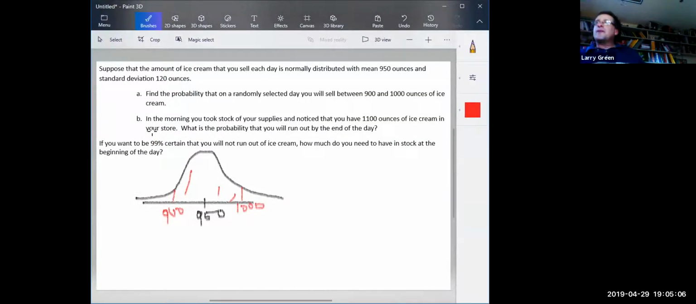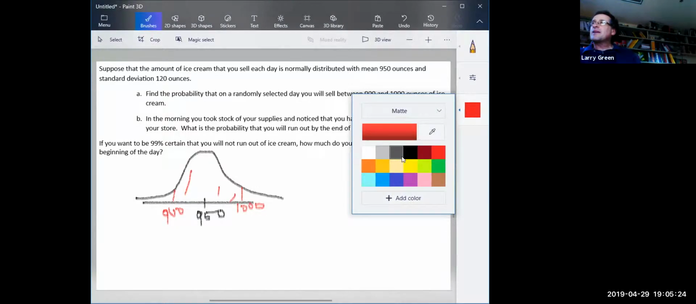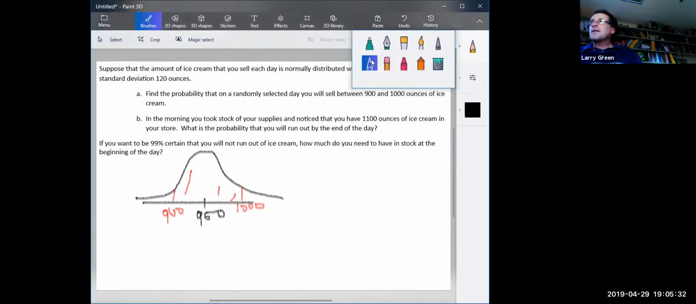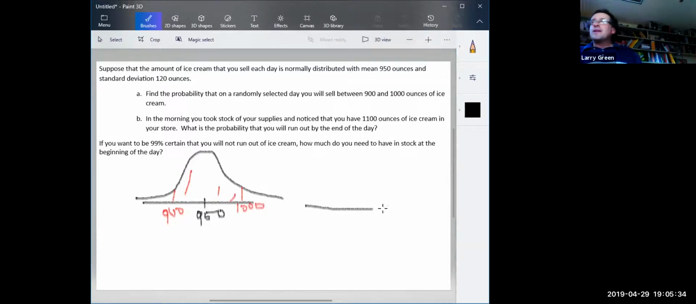Okay, so the next one is, in the morning you stock your supplies and notice that you have 1,100 ounces of ice cream in your store. What's the probability you're going to run out by the end of the day? Okay, so again, first step, hopefully you all know. We draw again. And again, the mean is 950.